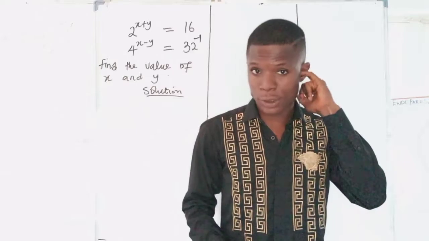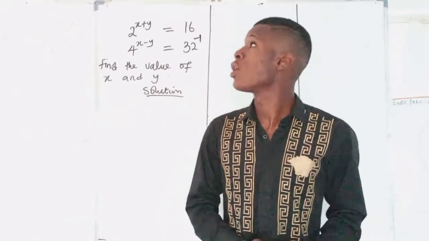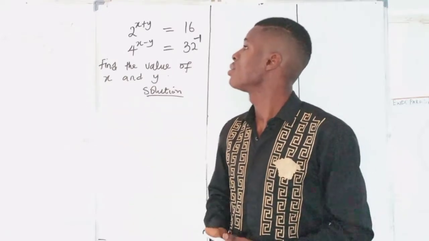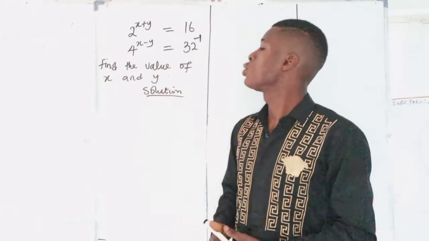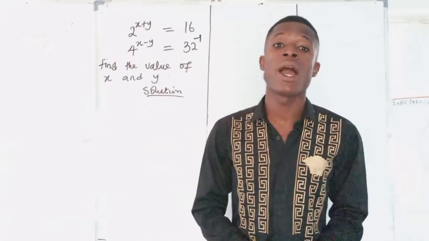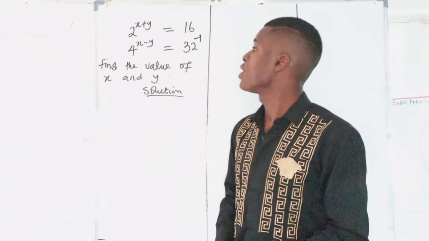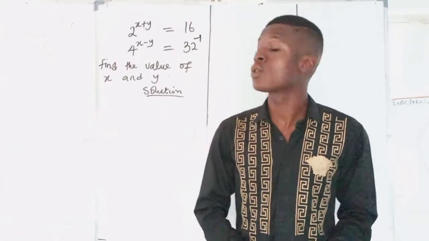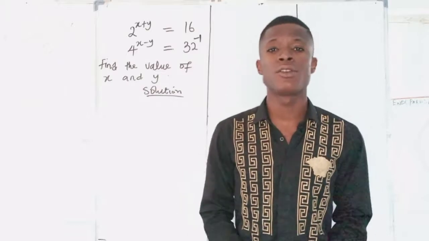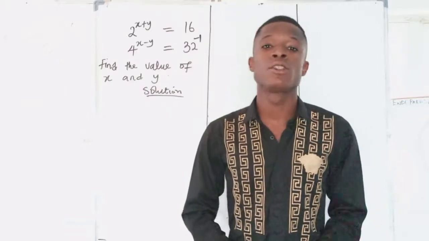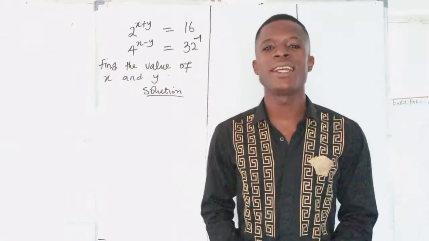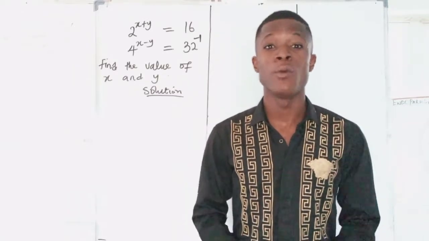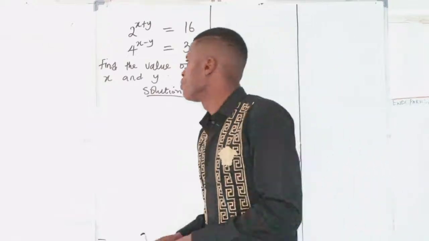In the previous video I did, someone sent me this question in my private message. It says 2 raised to the power of x plus y equals 16, 4 raised to the power of x minus y equals 32 raised to the power of minus 1, and that we should find the value of x and y. So I decided to share the solution with us. Let's solve.